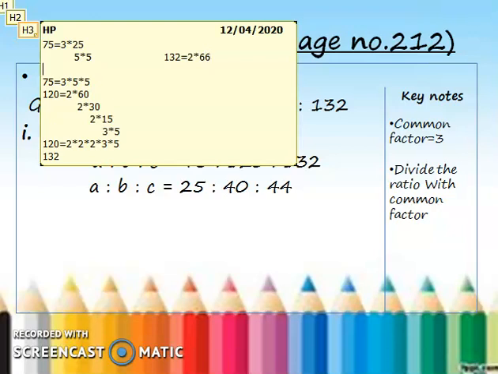132? Okay, now 2 is the prime number and 66 is not the prime number. We have to further factorize it, like 2 multiplied by 33 will give 66. Yes, it will give 66. Now 2 is the prime number but 33 is not.